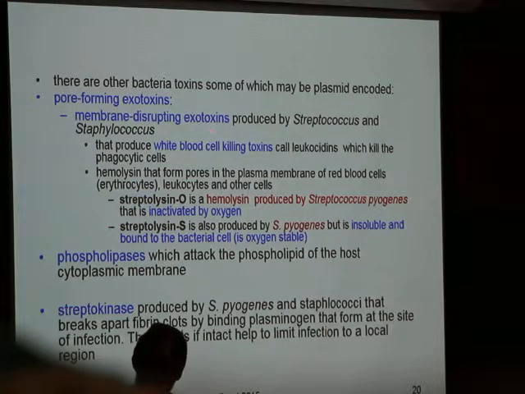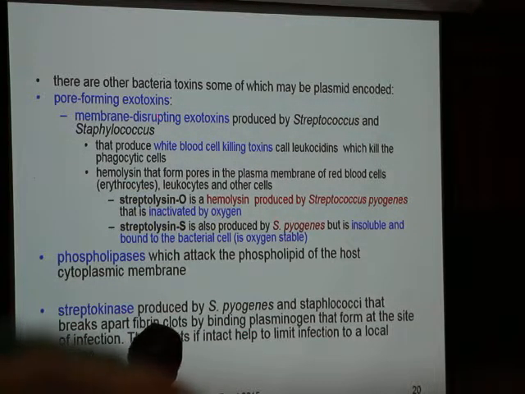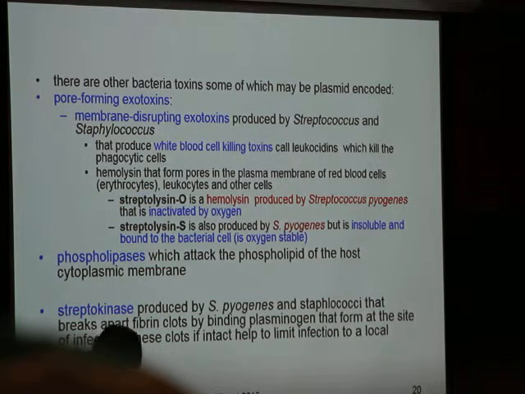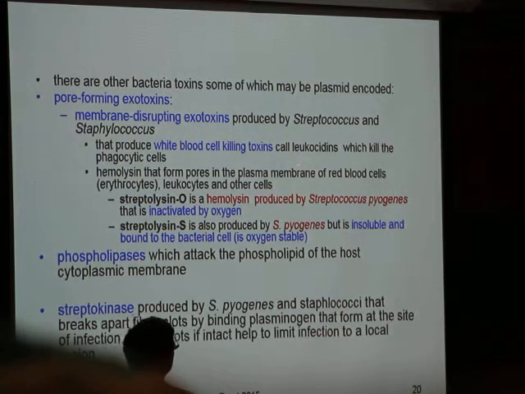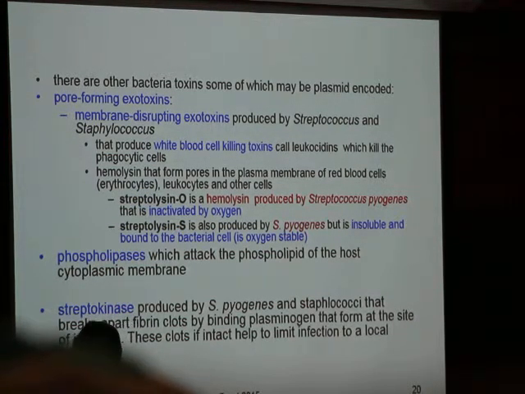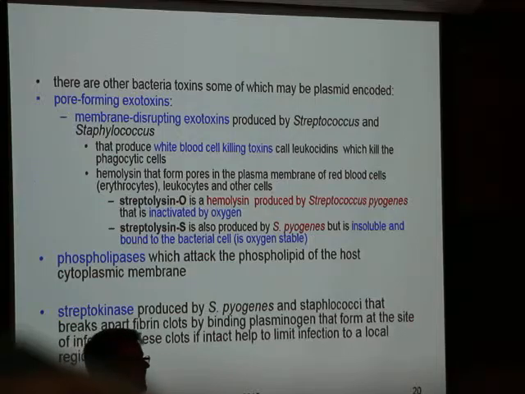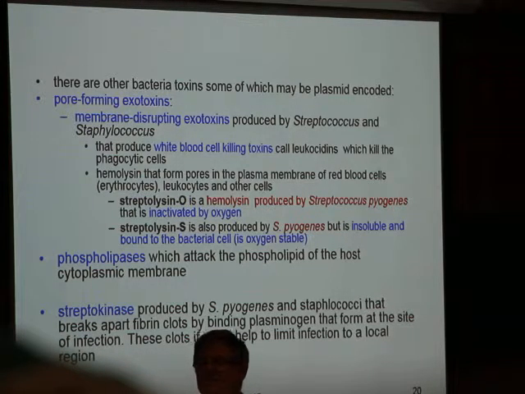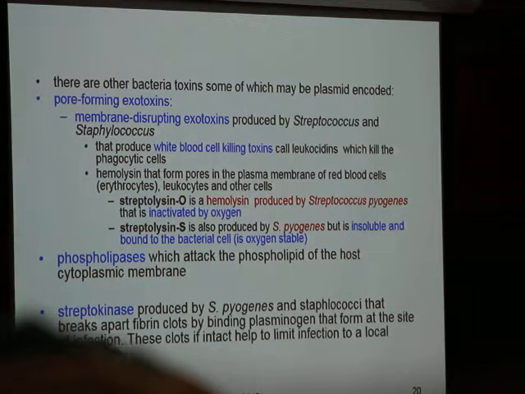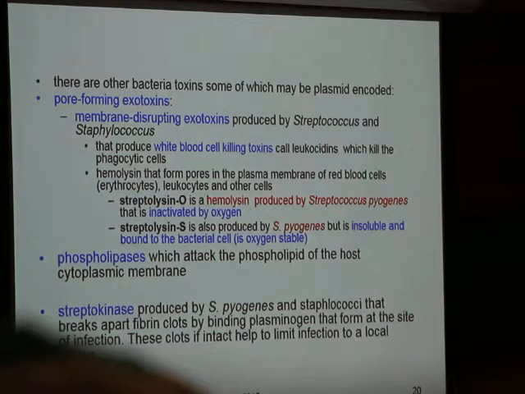So a classic example of membrane-disrupting exotoxins are those produced by Staphylococcus and Streptococcus. They actually produce white blood cell killing toxins called leukocidins, which can kill phagocytic cells. Basically, it's an enzyme that forms pores in the plasma membrane. And not only can they kill white blood cells, but they can also destroy red blood cells as well. So basically, these exotoxins cause white blood cells to lyse.